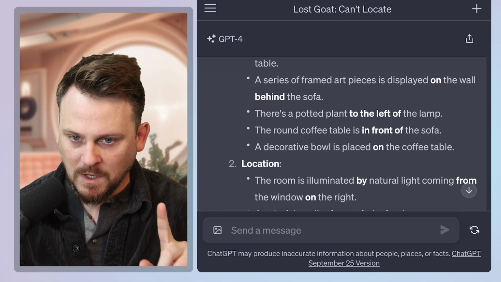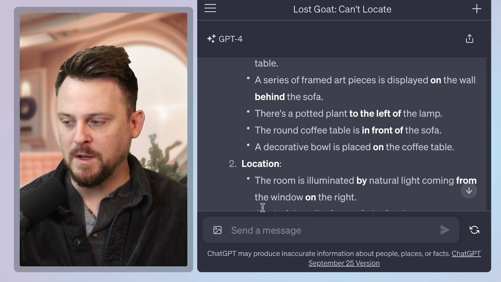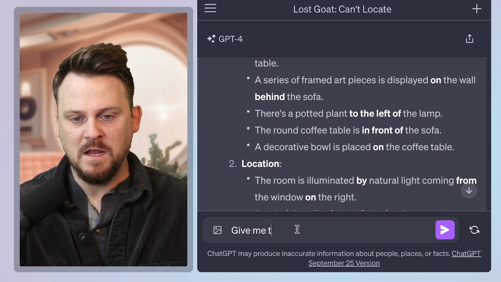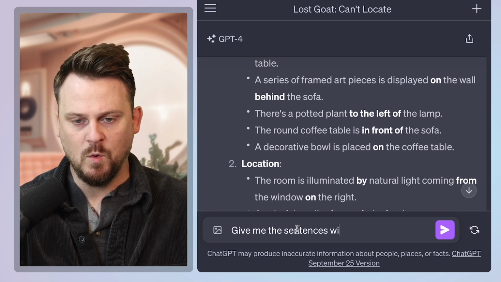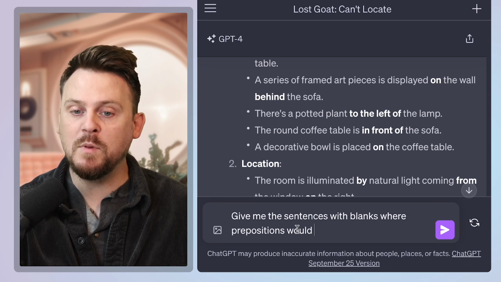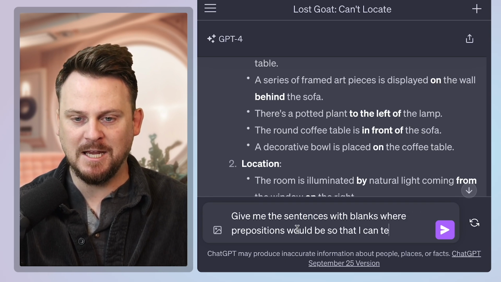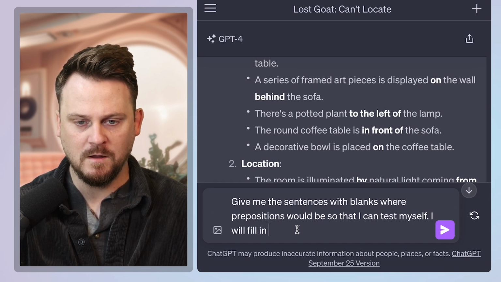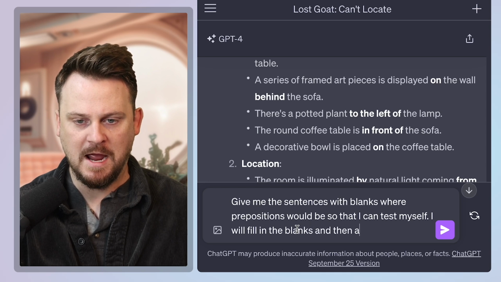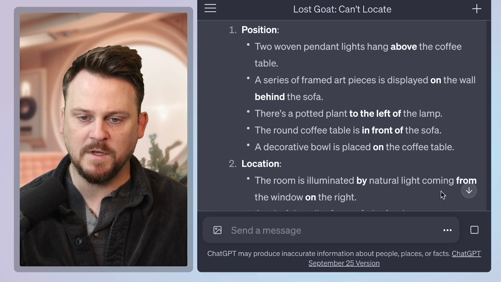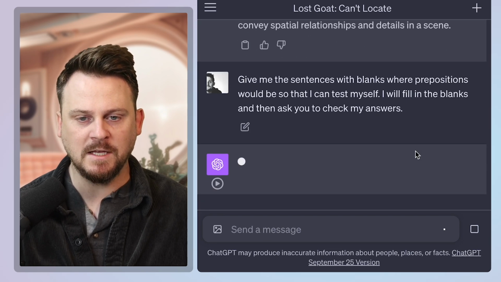Now, if you wanted to, instead of just having the descriptions, you could say, give me the sentences with blanks where prepositions would be so that I can test myself. I will fill in the blanks and then ask you to check my answers. Okay? And so you could do something like this. There's probably a more precise way to ask that.